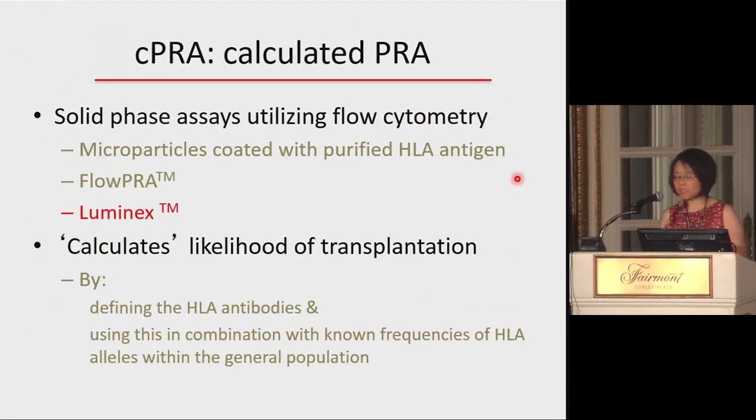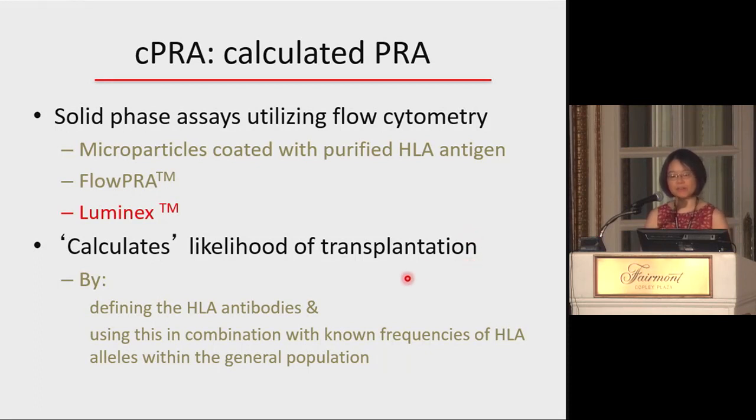So as I said, everybody's moving towards what we call solid phase assays using flow cytometry. I'll focus mostly on the Luminex single antigen bead assay because that's what most places use. Using this assay, we now calculate our PRA levels, okay? And the calculation is really determining what your likelihood of transplantation is.